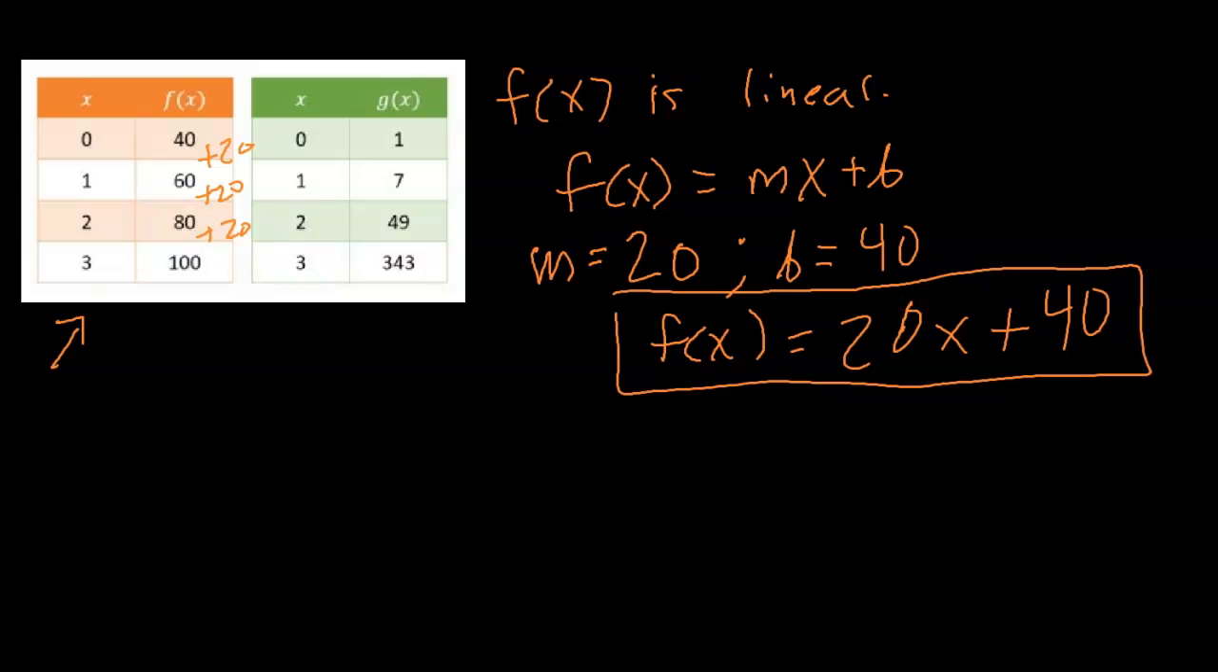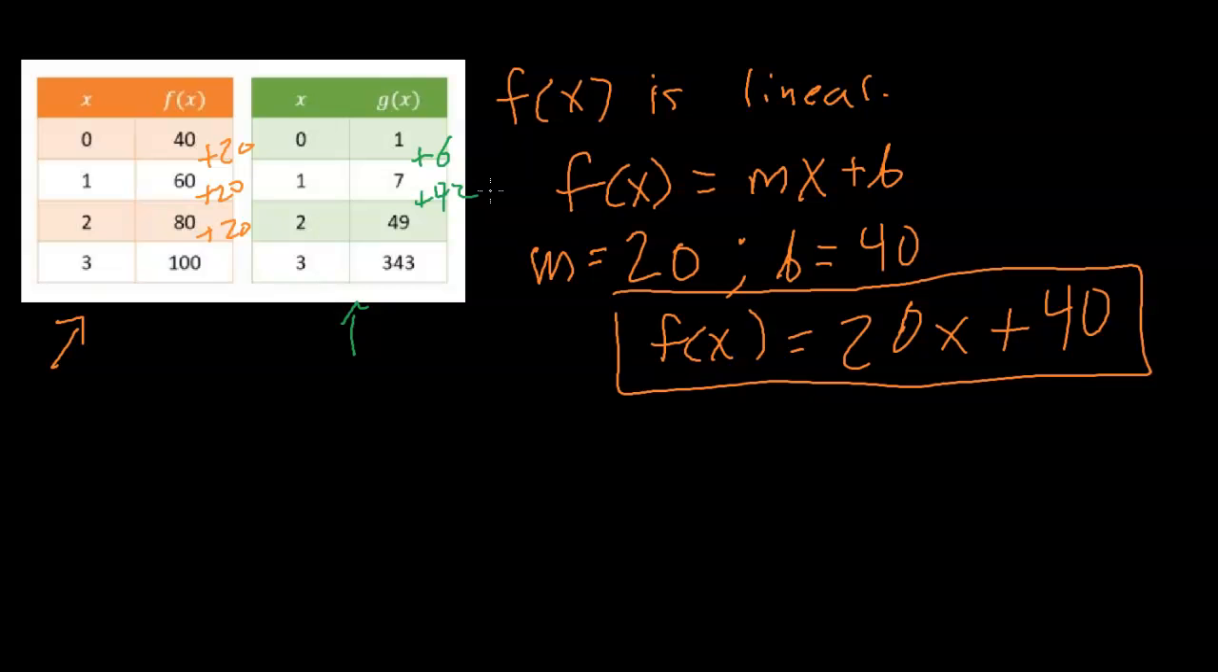Okay, so let's switch over to green and let's look at our green function, right? That's g of x. Is g of x linear? Let's find out. Well, we go from 1 to 7. That's a change of plus 6, right? We go from 7 to 49. That's a change of like 42, isn't it? So already we know g of x is not a linear function. So it's most likely an exponential function, right? In this case, it is an exponential function, right?